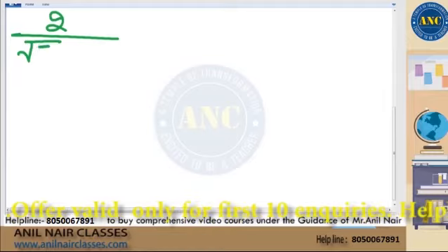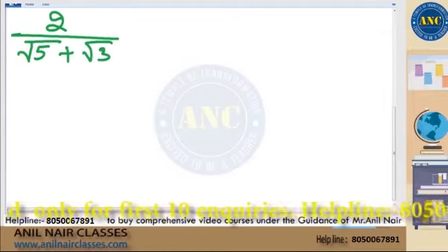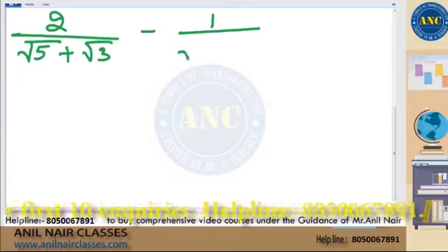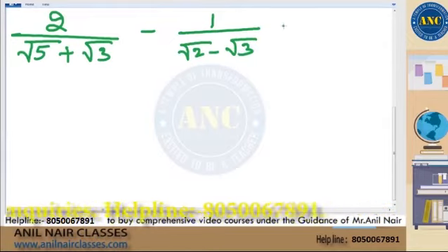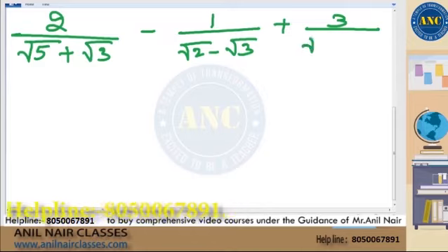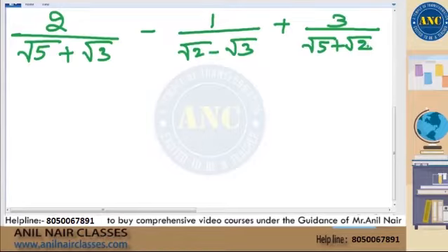2 divided by root 5 plus root 3 minus 1 divided by root 2 minus root 3 plus 3 divided by root 5 plus root 2. Answer, sir. 30 seconds is a little huge, but I am still giving you 30 seconds. It is a very easy question if you have understood the previous questions which I have discussed till now. Very fast you can solve the question with practice whatever we have solved till now.